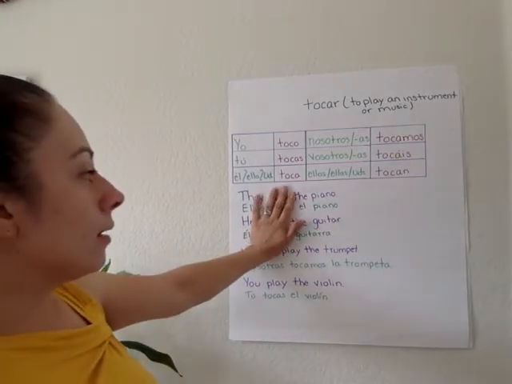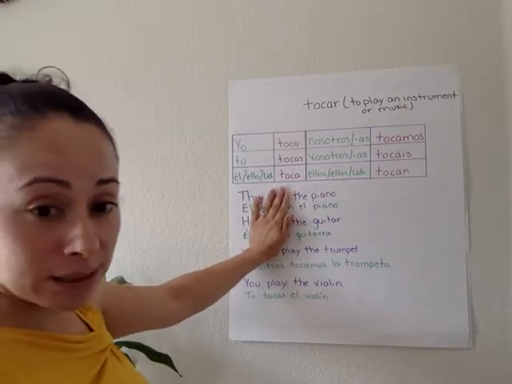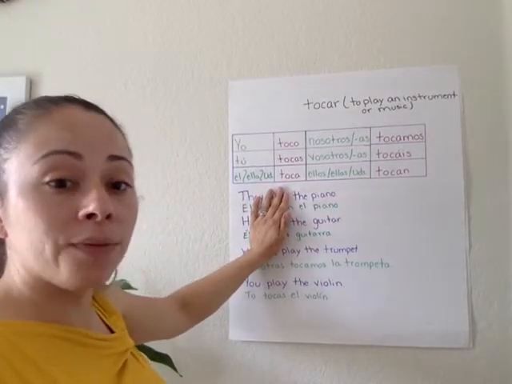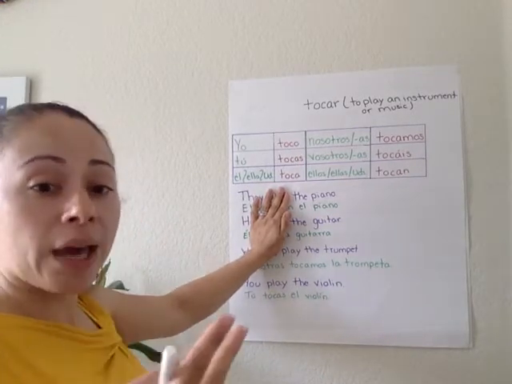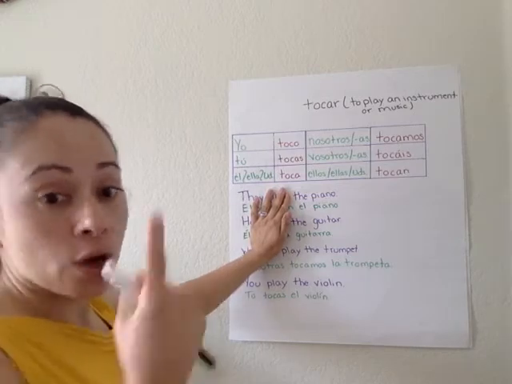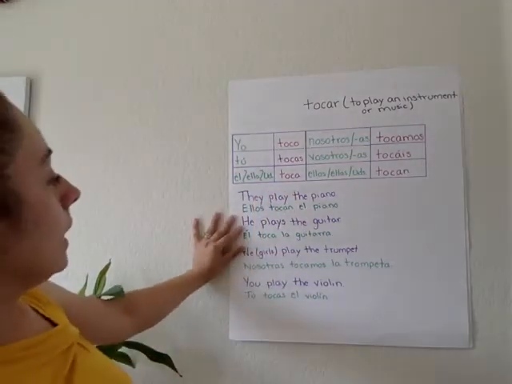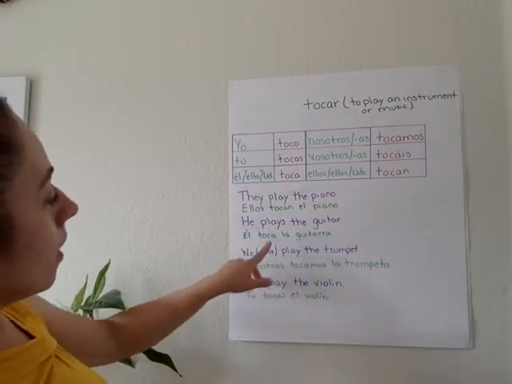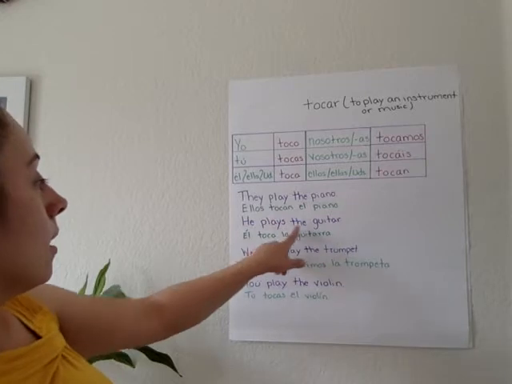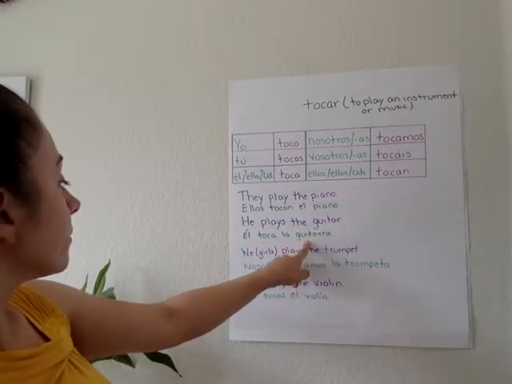We all know that the is broken down into 4 different forms in Spanish. We have 2 masculine forms, of which one is singular and one is plural, and then we have 2 feminine forms of which one is singular and one is plural, okay? Then we have he plays the guitar. He, él, plays, toca, la guitarra.